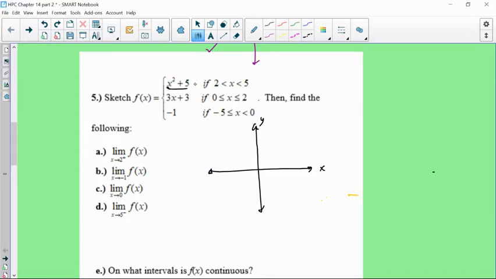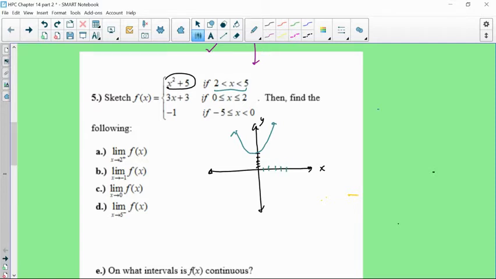So I know x squared plus 5, 1, 2, 3, 4, 5. I know that's a graph, that's a parabola, right? And I could easily just draw, here it is, x squared plus 5. But I don't want all of that graph. I only want it when x is between 2 and 5. So 2, 3, 4, 5.